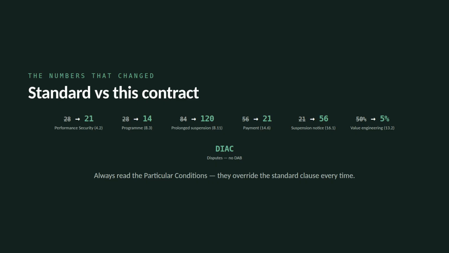So let's bring the changes together. The performance security moves from 28 days to 21, the program from 28 days to 14. Prolonged suspension from 84 days to 120. Payment from 56 days to 21. The contractor's suspension notice the other way from 21 days to 56. Value engineering from 50% to 5%. And disputes go to direct arbitration with no DAB. The lesson is simple. Always read the particular conditions because they override the standard clause every single time.